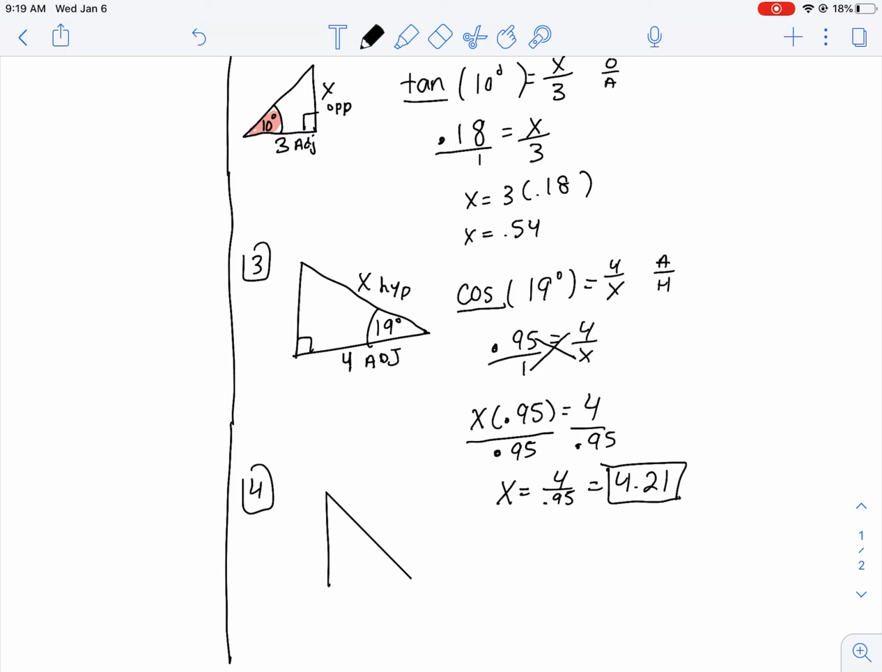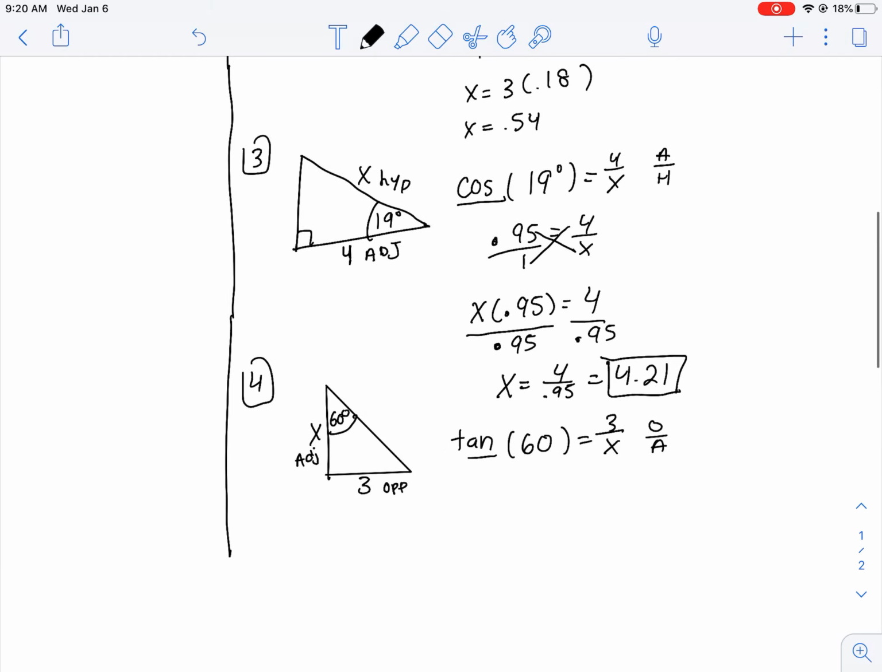Okay, let's just do one more to practice this, just so we can get our teeth into this idea. I'm going to give you a few seconds to figure out which trig ratio to use. Yep, tangent. The tangent of 60 equals 3 is the opposite and x is the adjacent.